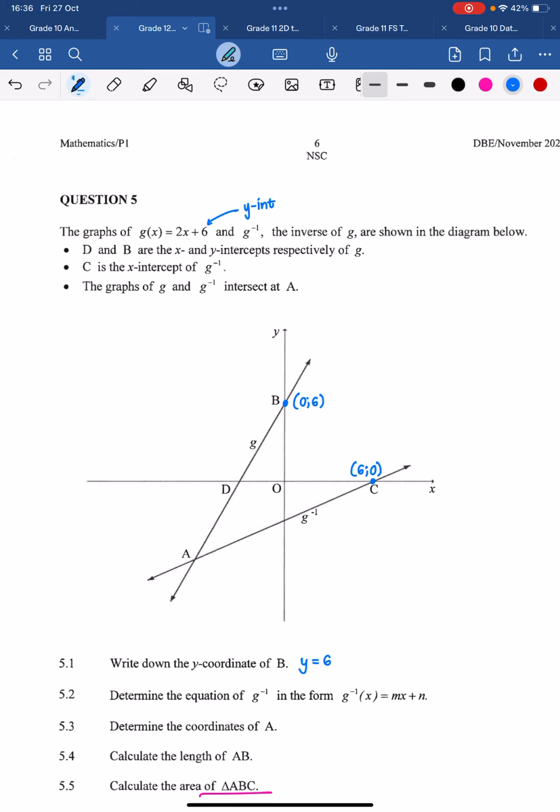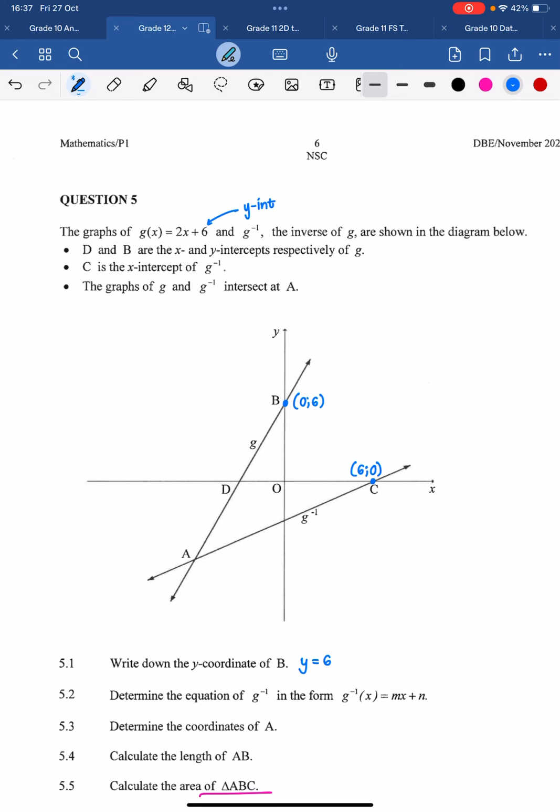All right, let's read through. We've already done the first question. The other things that they're saying here: D and B are the x and y intercepts respectively of g. We can see that. We've already written that down or kind of looked at that. We have that C is the x-intercept. The graphs of g and the inverse intersect at A. We know that. Okay, it's a good idea, guys, always just read through everything that they've given here. Sometimes they write something up here that's not actually visible on the picture, which is quite mean of them, but they might do that. So please, please, please read through all of this before you just jump into the questions.